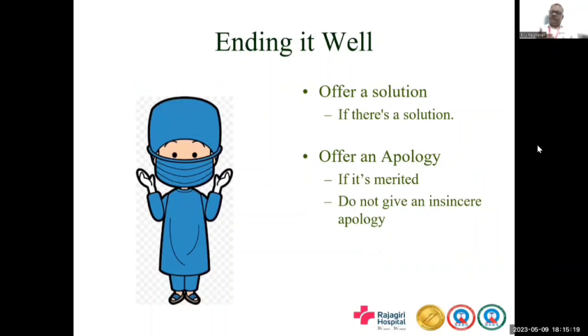If there is a solution to the problem which made this person angry, give it. If there is no solution, then you don't have to talk about it. If an apology is merited, give a sincere apology. Never give an insincere apology. It may make the person angry again, or at least it will leave a bad taste in the person's mind.